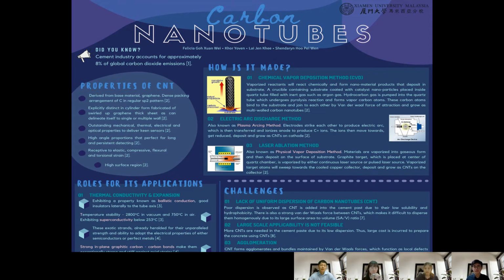at proper pressure. Lastly, the laser ablation method, which we also call the physical vapor deposition method, a technique in which a material can be vaporized into gaseous form, then deposited on the surface of a substrate. A graphite target, placed at the center of a quartz chamber, is vaporized by either a continuous laser source or a pulse laser source. Vaporized target atoms sweep toward a cool copper collector, then are deposited and grown as CNTs on the collector. As the last step of all methods, the obtained CNTs are further purified to pure form.